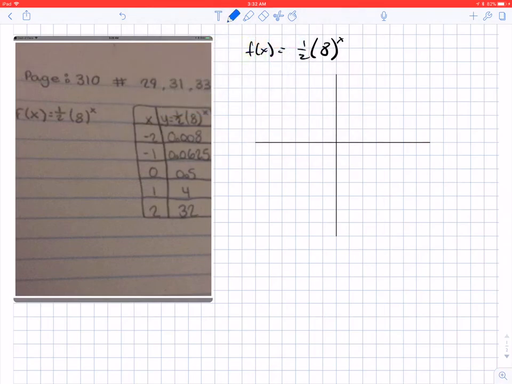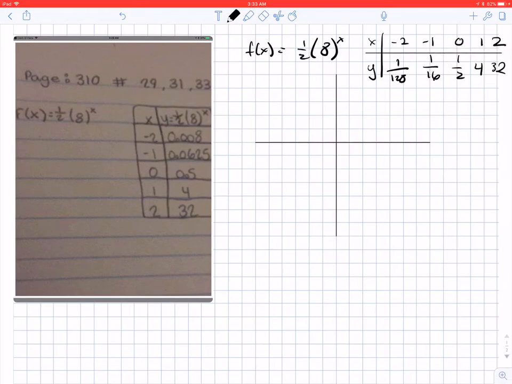All right. So I think the student made a table of points. So if we did our x and our y, right? Then they chose -2, -1, 0, 1, and 2. So when x is -2, that's going to be 1 over 8 squared. That's 1 over 64 times 2, which is 1 over 128. Then when x is -1, that's 1 over 8, so that's 1 over 16. When x is 0, that's a half. When x is 1, that's 8 divided by 2, which is 4. And when x is 2, 64 divided by 2 is 32. Okay. So they got this table of values.